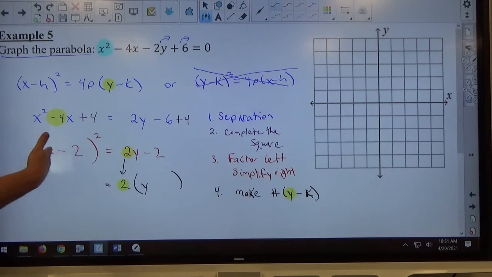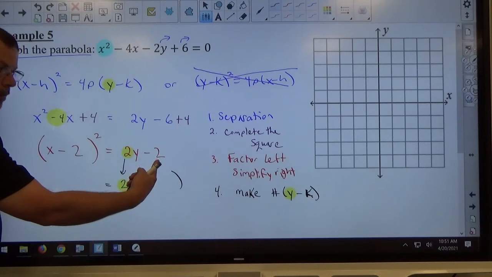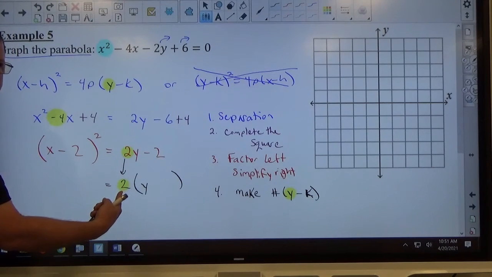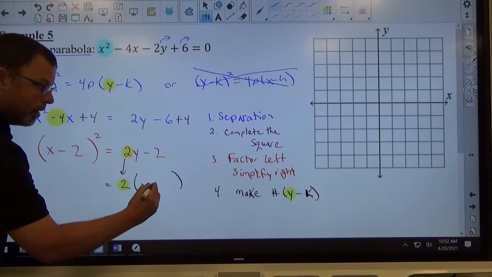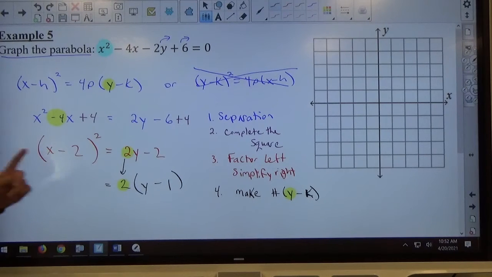To do this, we're having to divide. So the other number over here, the 2 that's kind of hanging out here, I'm going to take negative 2 divided by 2 makes what? Minus 1, right? Notice if I distributed, what's 2 times y?